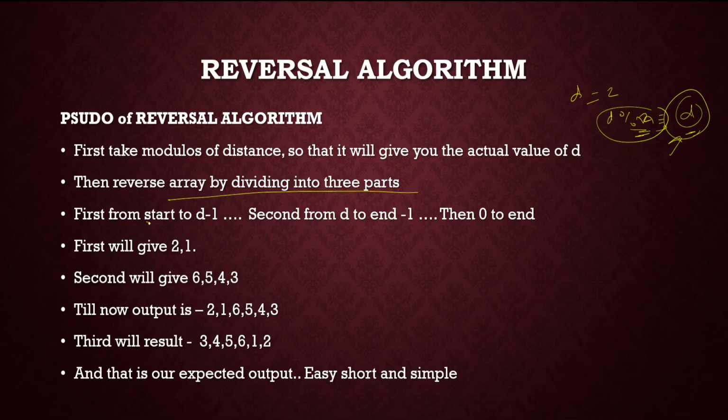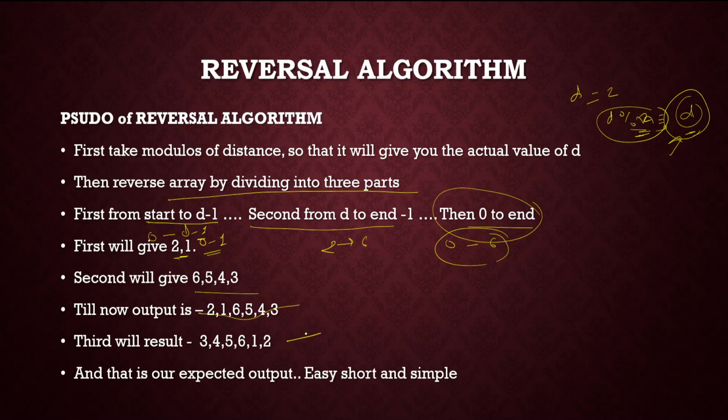First, the first reversal will be done from start to d minus 1, meaning 0 to d minus 1, which is 1. The second one will be d to n minus 1, which is 6. Then 0 to n, the whole length. Right? What it will give, you can see in the previous. The first will give you the value 2 1. The second reversal will give you 6 5 4 3, and then 2 1 ... And then when you do this iteration, it will give you the complete output.